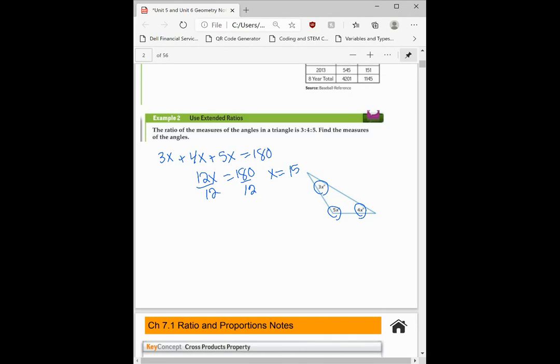So then I need to plug in 15 for each of these angles. So 3 times 15, 4 times 15, and 5 times 15. Well, 3 times 15 is 45, 4 times 15 is 60, and 5 times 15 is 75. So these are my answers because these are all the angles of each of these parts of the triangle.